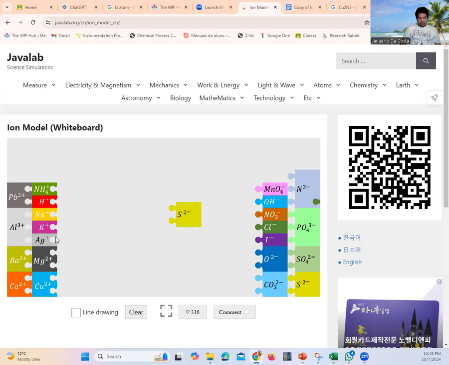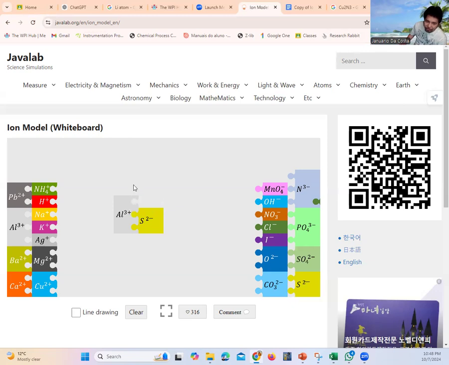For example, if you pick aluminum. Then how is the bonding between aluminum 3 plus and sulfur? We add one. We know sulfur and aluminum.